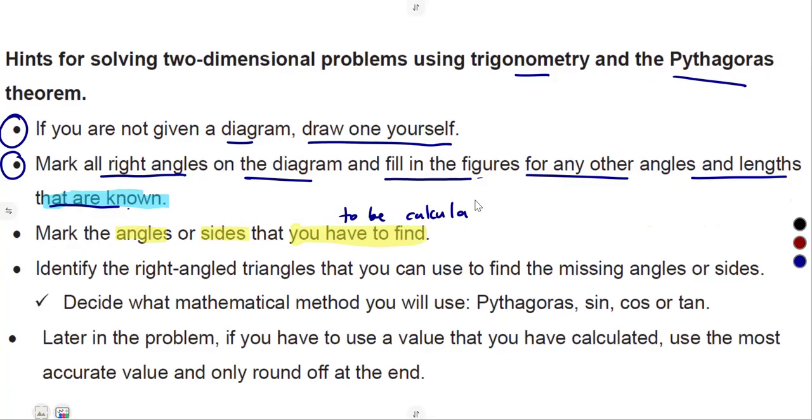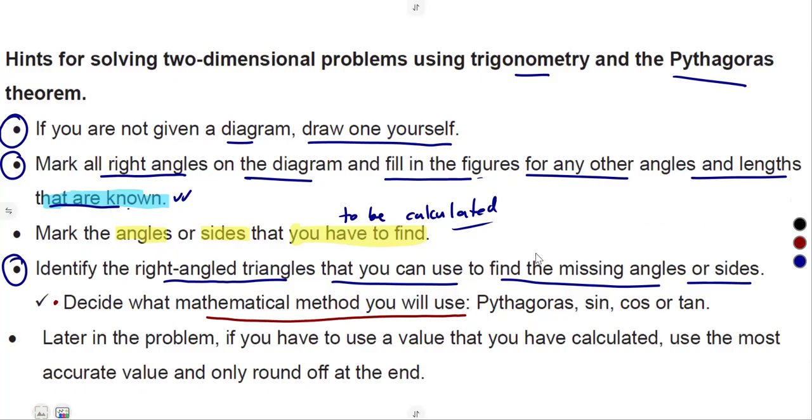If they asked you to calculate the length of this, mark that length, mark that side, mark that angle. As you have marked the ones that are known, also mark those to be determined, to be calculated. Identify the right-angled triangles that you can use to find the missing angles or sides. That is, you must decide what mathematical method you will use.